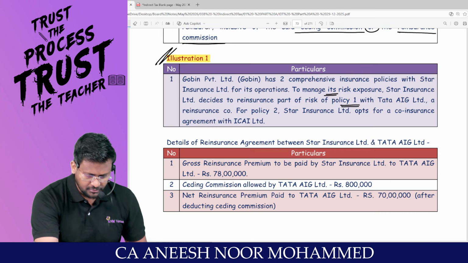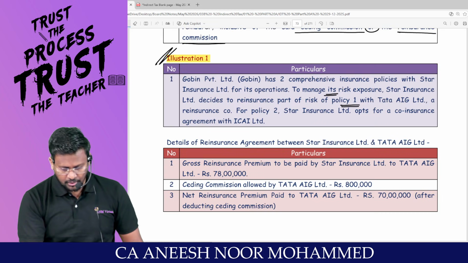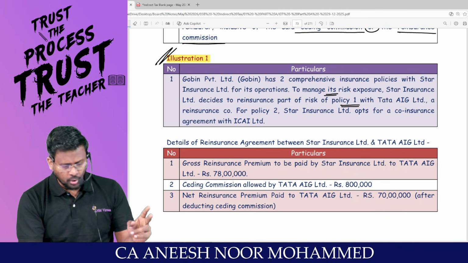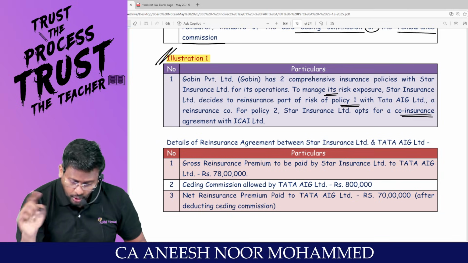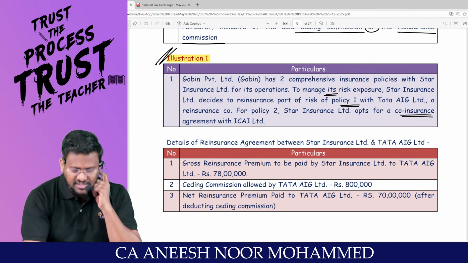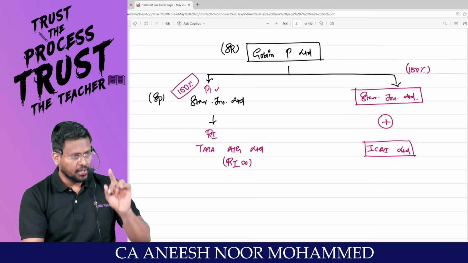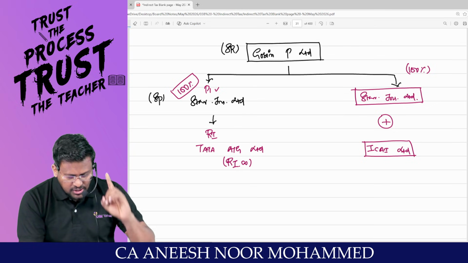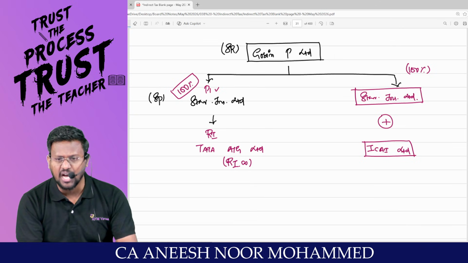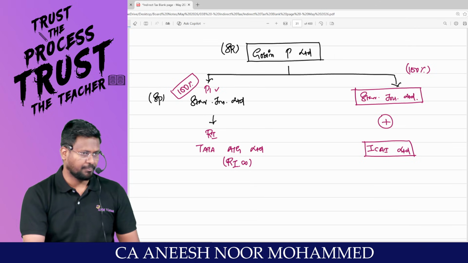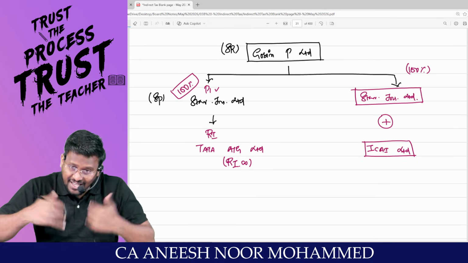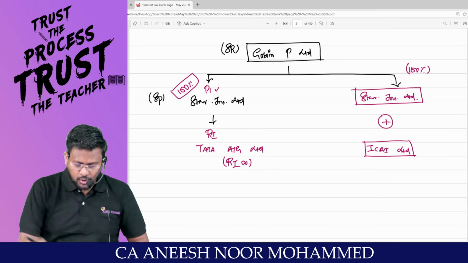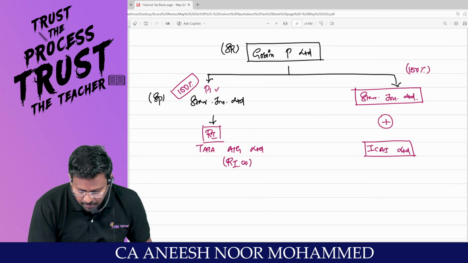Provisions clear? For policy number 2, Star Insurance Limited opted for what insurance? Co-insurance. Agreed with whom? ICAI Limited. That means in policy number 1, exclusively service will be provided by Star Insurance Limited to Gopin Private Limited. But Star Insurance Limited is fearing, so they have covered their risk with Tata AIG. So this is called reinsurance.